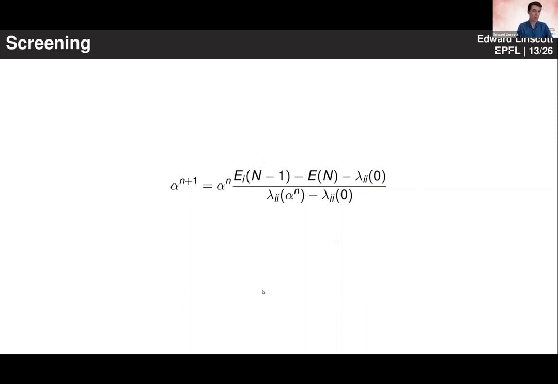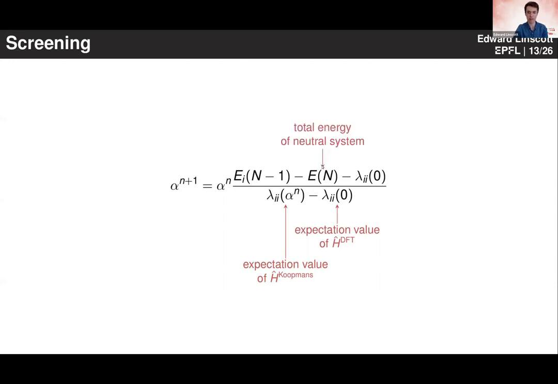So here's our equation for calculating our screening parameter, alpha. Just to reiterate the different ingredients that go into this quantity, we've got these expectation values of our Koopmans Hamiltonian evaluated from our variational orbitals. We've also got the same expectation of the DFT Hamiltonian evaluated on the same orbitals. And we've got the total energy of a neutral system and the total energy of our full system where we've removed an electron from orbital i.